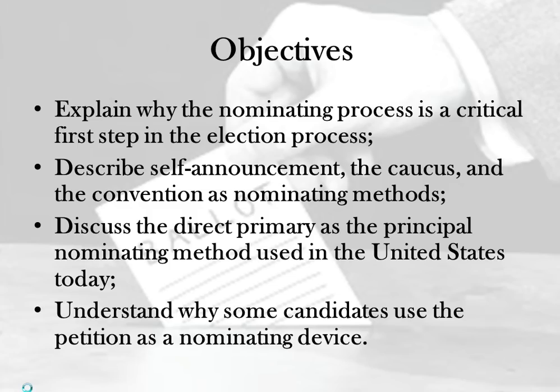Our objectives for this video are to explain why the nominating process is a critical first step in the election process. We're going to describe self-announcement, the caucus, and the convention as nominating methods. We'll discuss the direct primary as the principal nominating method used in the United States today. We'll help you understand why some candidates use the petition as a nominating device.